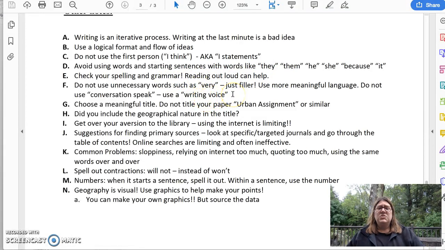Don't use conversational speak. Use a writing voice. So for example, we use the word very in conversation all the time. Don't use it in your paper. Find a higher level, a more sophisticated vocabulary word, or eliminate it completely. What does the word very do for you? Nothing. It barely says anything. Okay? It's very loud. It's just loud. How does very help you in that situation? It doesn't.